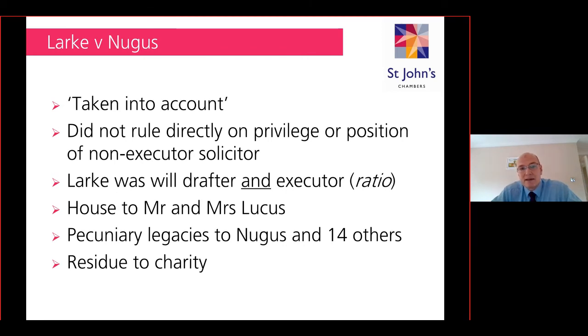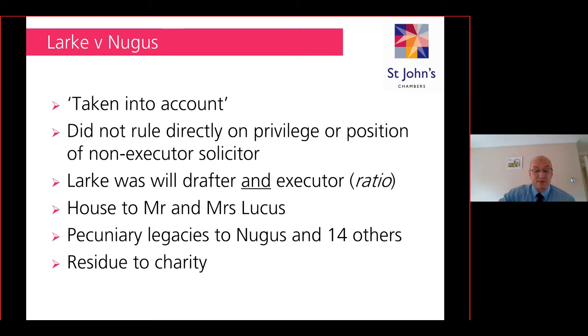Now, in Larke and Nugus, the guidance was simply stated. There was no real consideration of it as such. It was stated and identified as good practice. So that raises the question of what was the ratio of Larke and Nugus. Because in Larke and Nugus, the will drafter was an executor. So it would seem that if you look at it on that level, it was only sought to apply in the case of an executor, and there was no need, of course, for the court to go further and consider the wider application of privilege. In fact, privilege wasn't expressly discussed by the court at all.